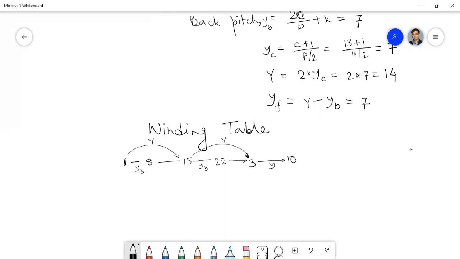Okay, again what will come? 3 plus 14, 17. The next one, 17 plus 7. So again the back pitch will come, 24.